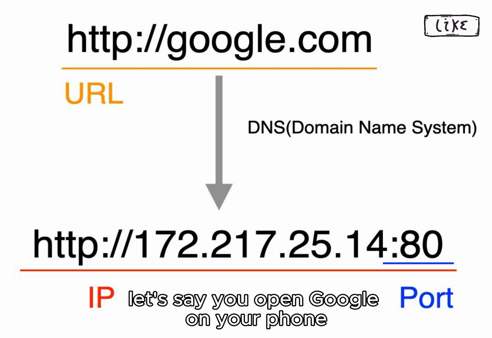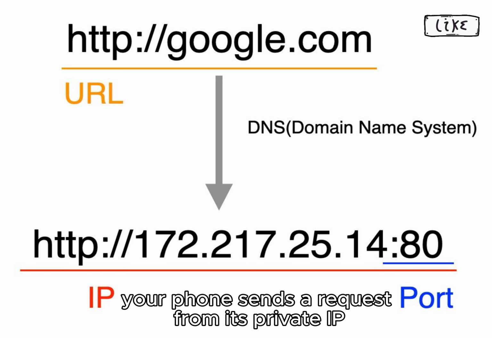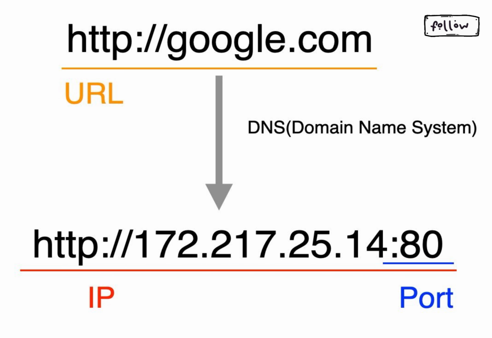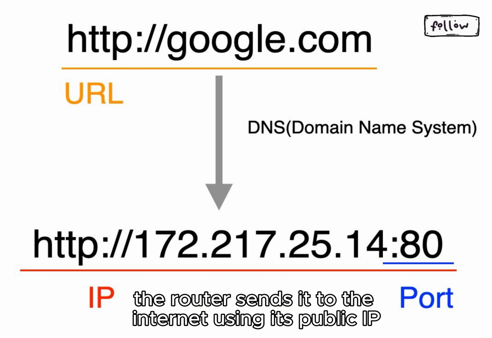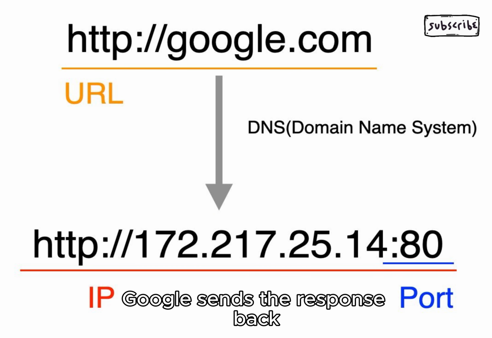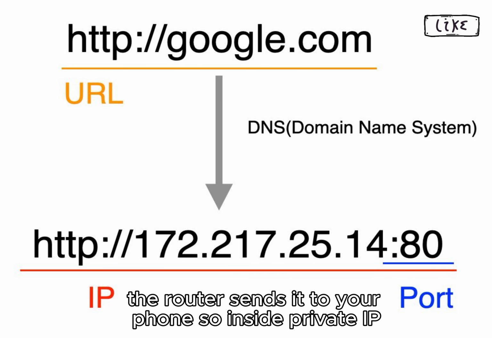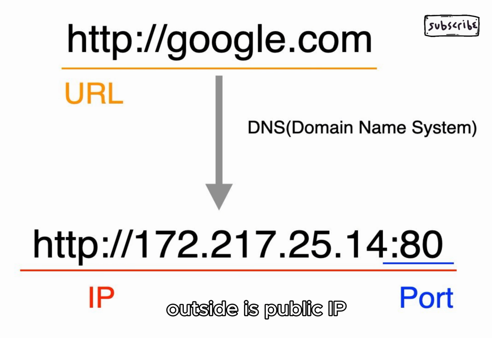How do they work together? Let's say you open Google on your phone. It sends a request from its private IP, the router receives it, the router sends it to the internet using its public IP, Google sends the response back, the router sends it to your phone. So inside, it's private IP, outside it's public IP.